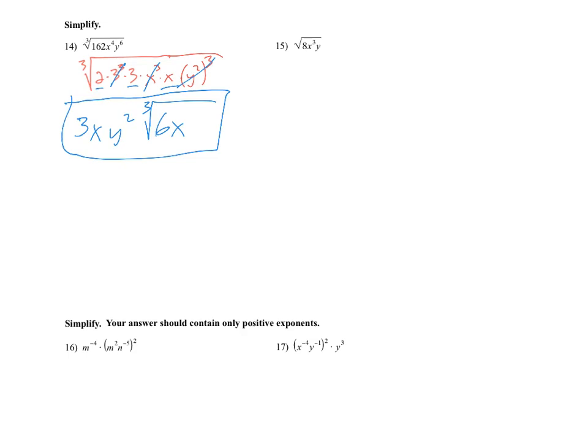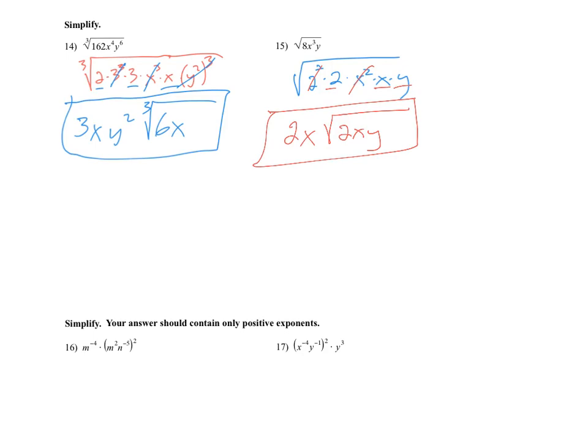This one, again, we want to express these in terms of squares this time, because when there's no index listed, it's the square root. So 8 is 2 cubed, which is like 2 squared times 2. X cubed is like x squared times x, and then times y. So the square root of 2 squared is 2. That can come out. 2 stays in. The square root of x squared is x. That comes out. X stays in. Y stays in. So we're getting 2x times the square root of 2xy.